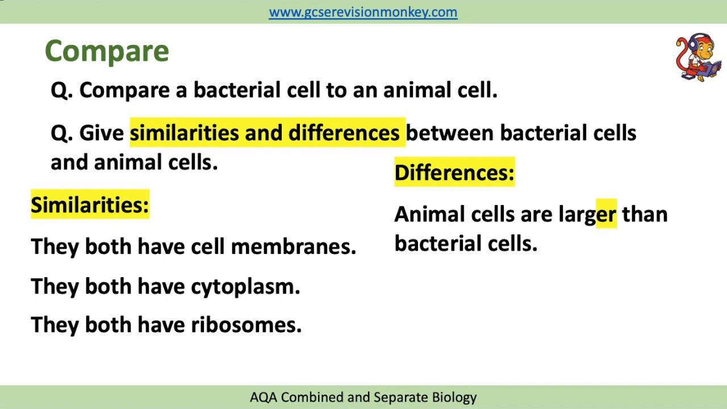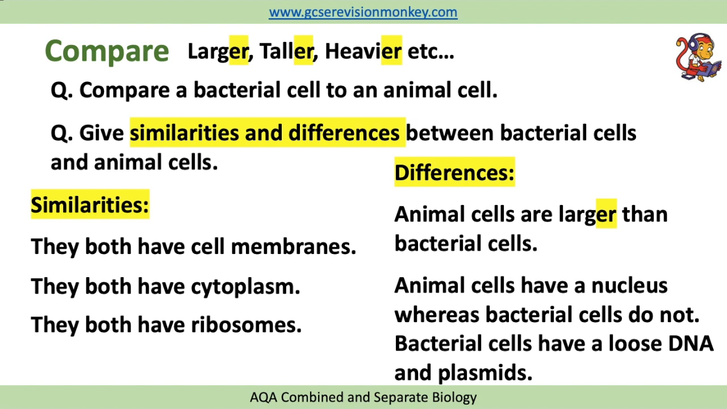Now for the differences, I've highlighted the ending ER, okay, so these make the words comparative. So animal cells are larger than bacterial cells. Don't just write animal cells are large, because that's not comparing it to the bacterial cells. So as many of these ER words, larger, taller, heavier, etc., that you can get in, the better.